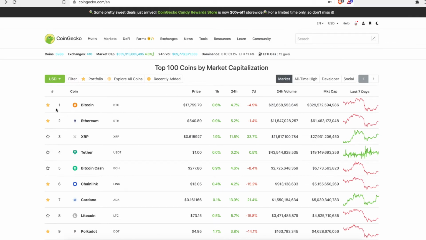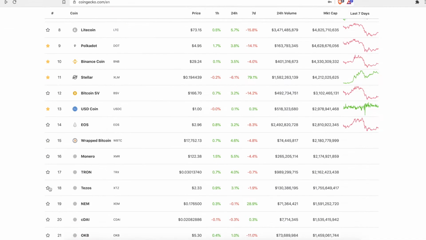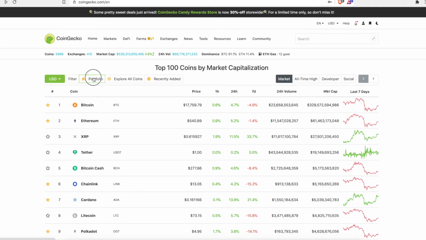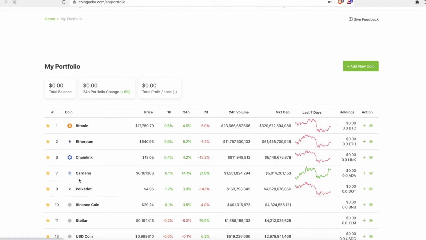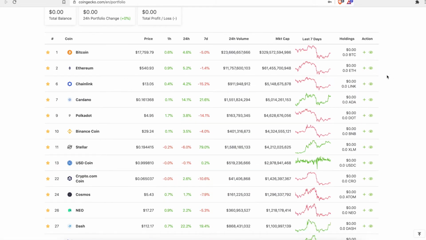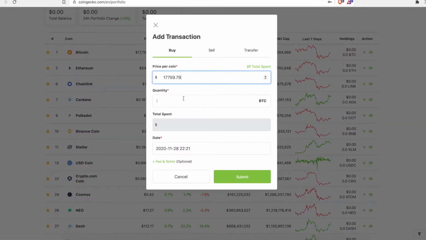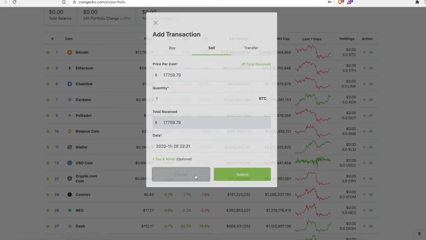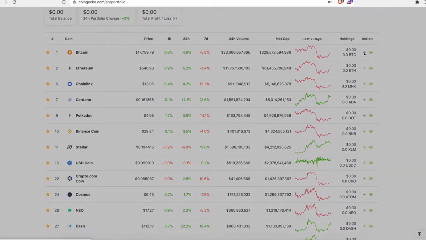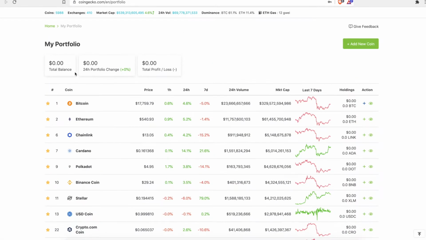So if you look here, you've got a couple of features. The coolest one is you can favorite the tokens you're looking at. That way you can easily go to your portfolio, and boom, you can see them all. An awesome feature is you can click this plus sign and say, hey, I just bought one Bitcoin at this price. It's up to you. Or you can say, hey, I just sold this at this price. And it'll track it, and it'll show you your portfolio change and your total balance.